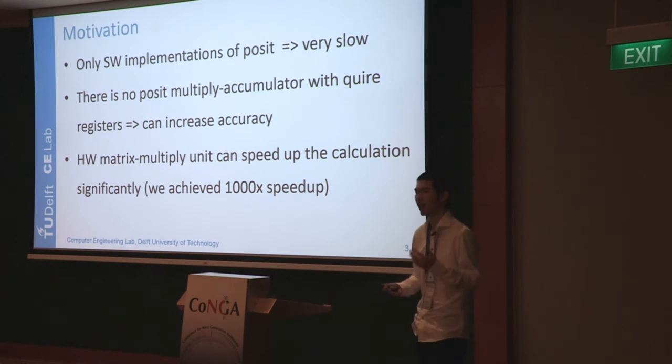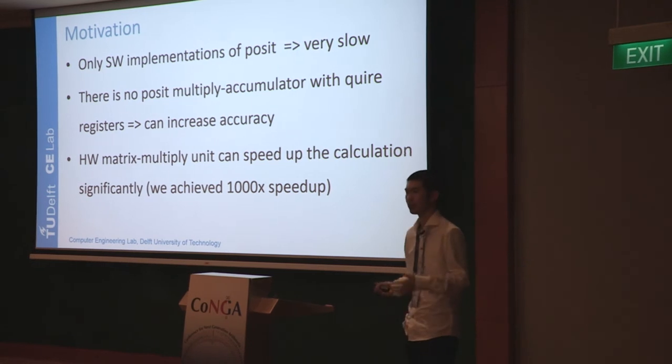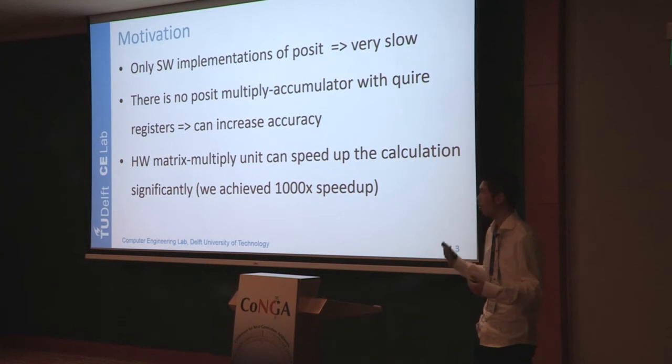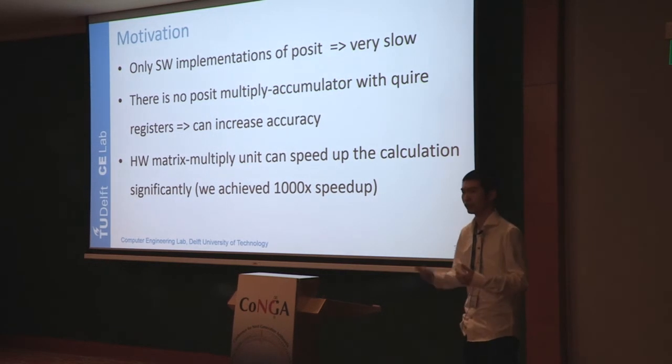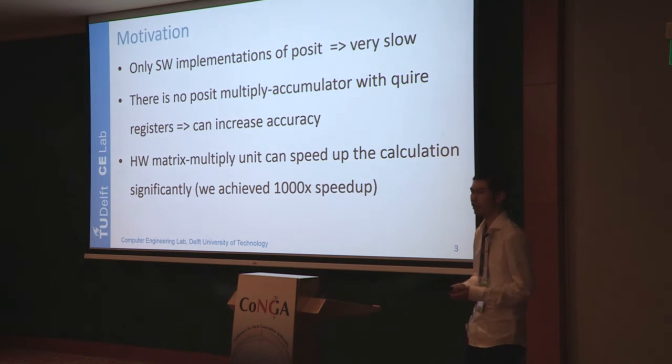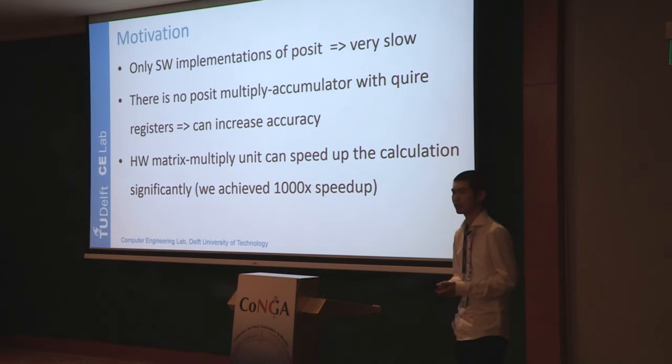A similar idea can be applied for the multiply-accumulator. First, do the multiply and all the accumulation, and only do the rounding after all the accumulation, which can increase the calculation accuracy. And we chose to design a matrix multiply unit because we think this kind of hardware can speed up the calculation. And finally, we get a speedup of more than 1,000 times.